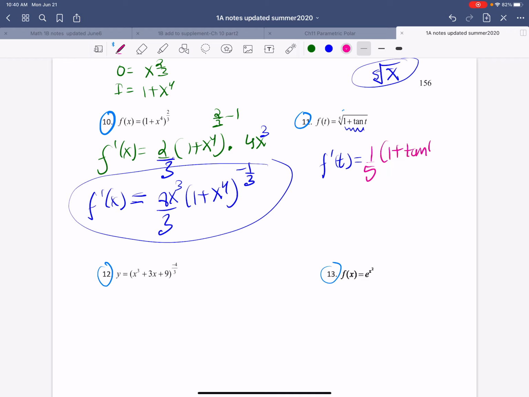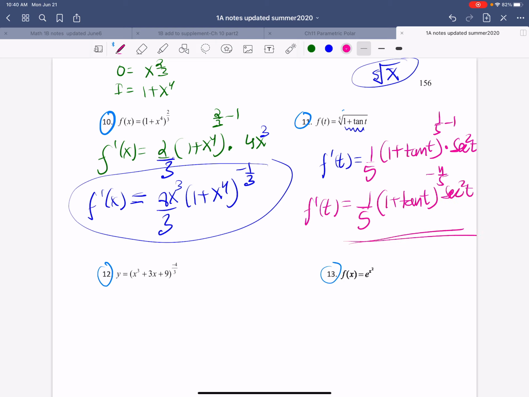Now my x is actually a function of t, 1 plus tangent t, to the 1/5 minus 1, and now we need to multiply by the derivative of the inside. The derivative of tangent t is secant squared t. So f prime of t is 1/5 times 1 plus tangent t to the 1/5 minus 1, which is negative 4/5, times secant squared t. And that's it. That's the derivative.